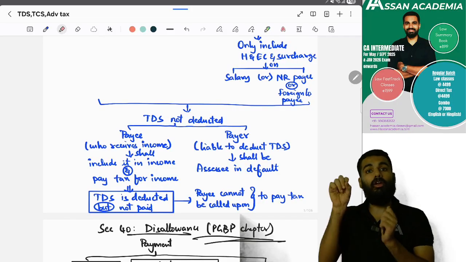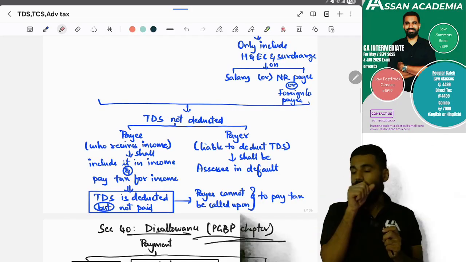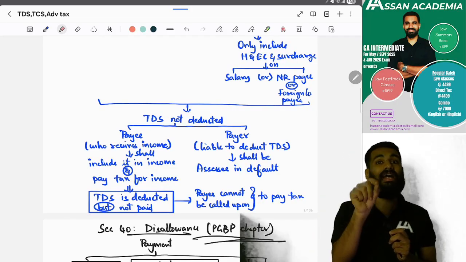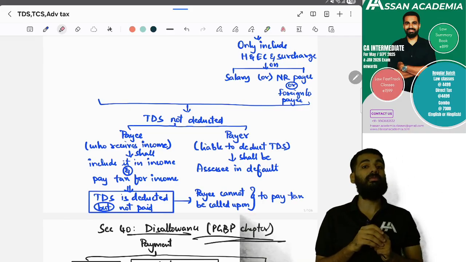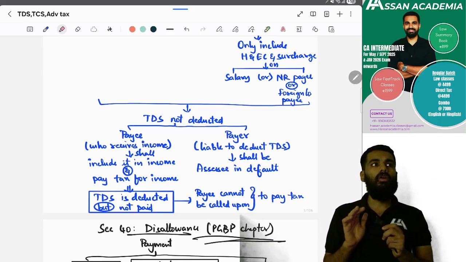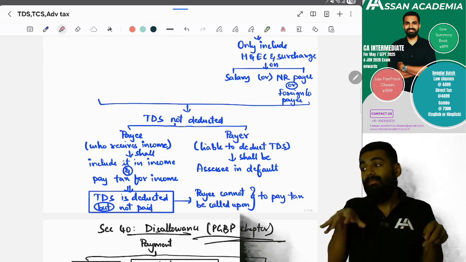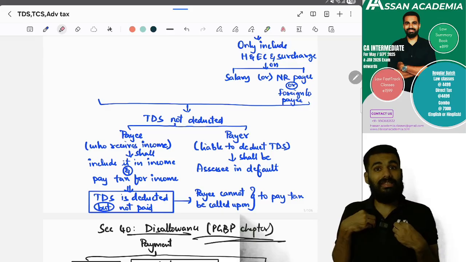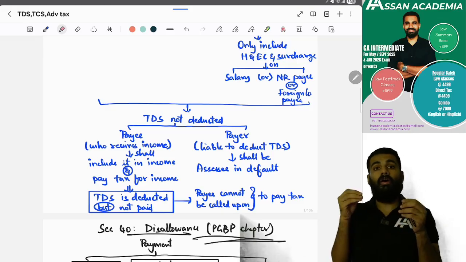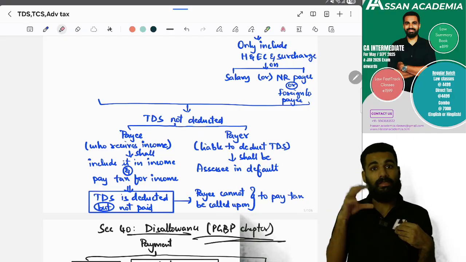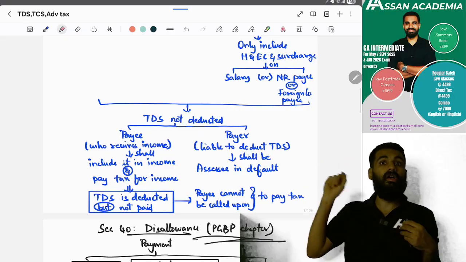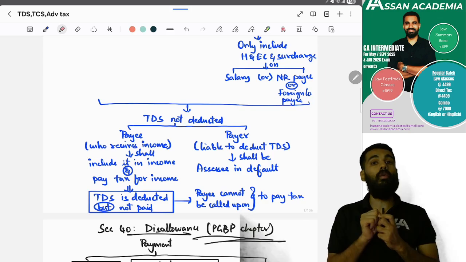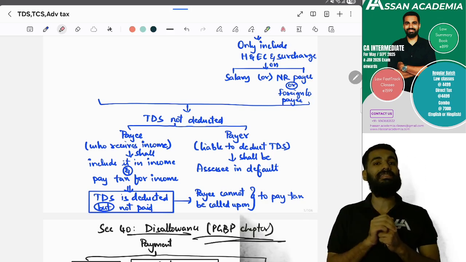So what if TDS is not deducted from the amount to be paid? If the payer did not reduce the amount, in that situation, the payer is considered an assessee in default. Now is the payee liable? Yes, the payee should consider that even though he has received 100 rupees, he should have received only 95 rupees. 5 rupees should have been deducted as TDS and given to the government.